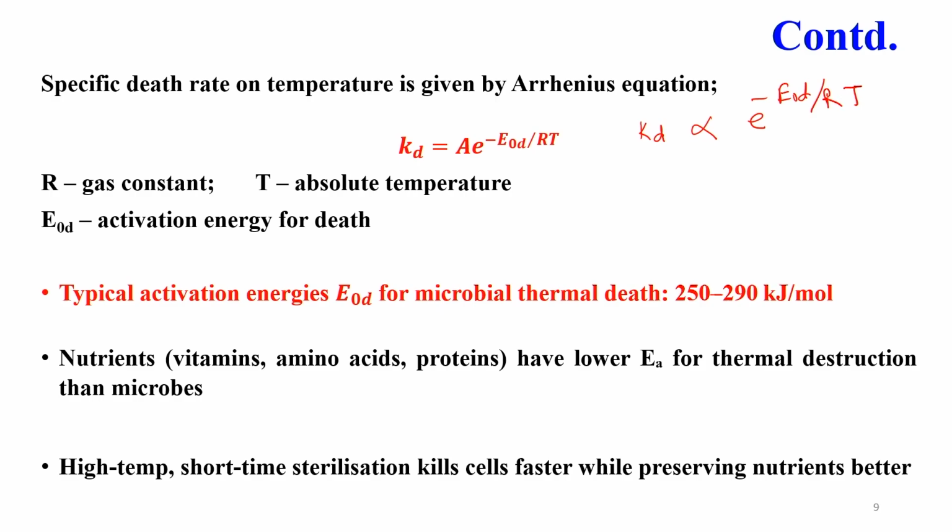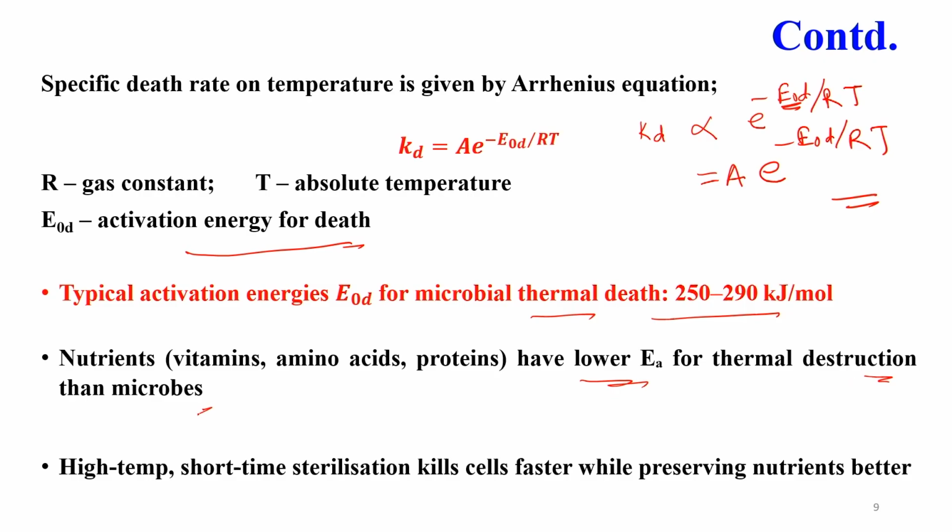upon RT, and E naught d is activation energy for the death, and the proportionality constant we write as A e to the power minus E naught d upon RT. And the typical value of E naught for microbial death is in the range of 250 to 290 kilojoule per mole, and nutrients typically have a lower activation energy value for thermal deconstruction than the microbes.